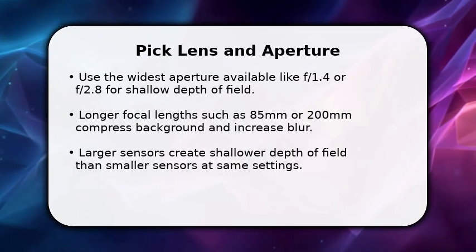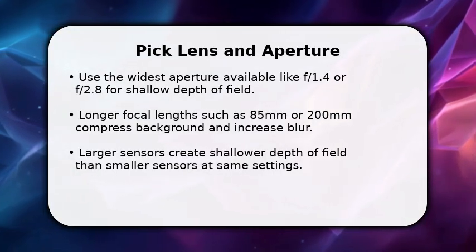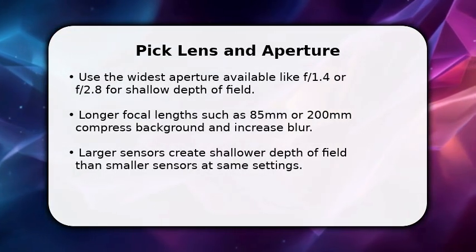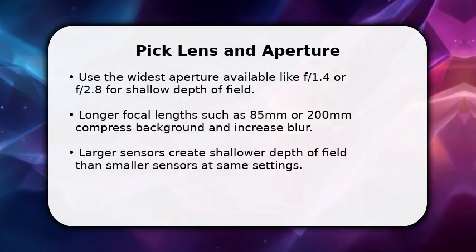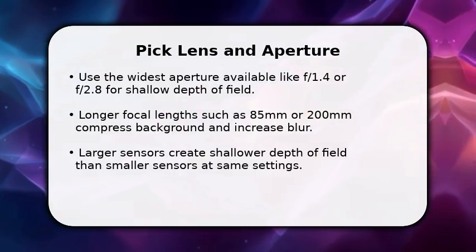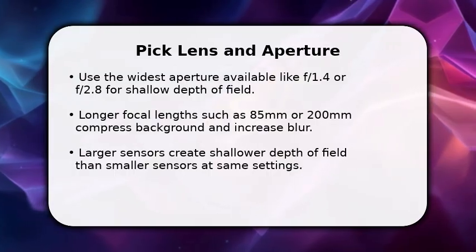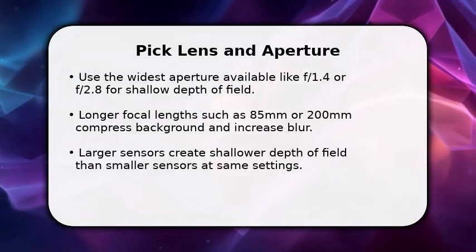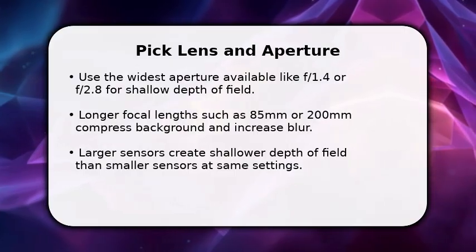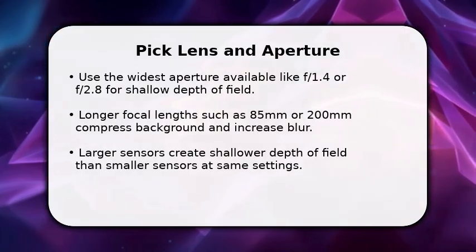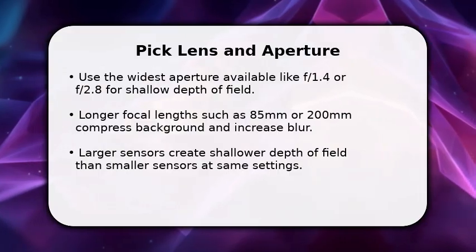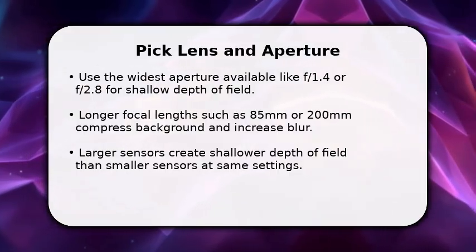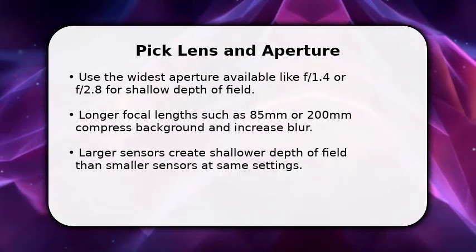Start by choosing a lens that supports wide apertures like f/1.4 or f/2.8. Wide apertures reduce depth of field and create stronger background blur. Use longer focal lengths such as 85 mm or 200 mm to compress the scene and increase perceived blur. Remember that larger camera sensors yield shallower depth of field than smaller sensors at identical settings.